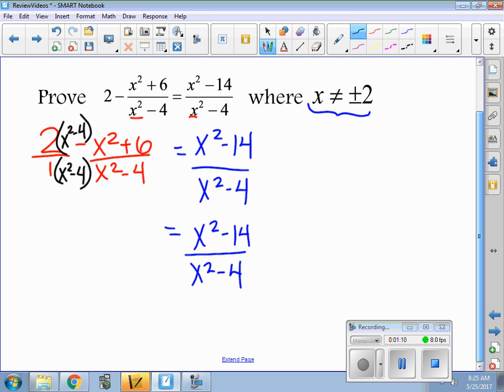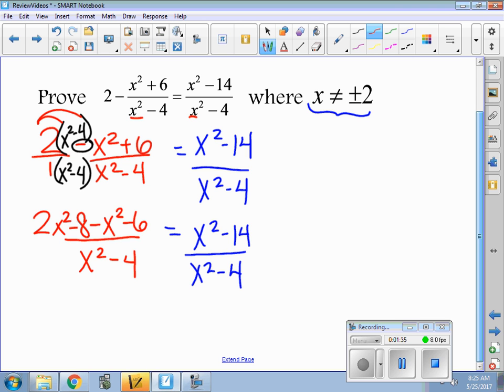Okay, so now the left side all has a common denominator of x squared minus 4, which allows me to write it as a single fraction, and I need to simplify the numerator. So I distribute the 2 to the x squared minus 4 that I just multiplied in. And then I also have to be really careful to remember that I have a subtraction sign here, and I'm subtracting that entire second numerator, which makes it minus x squared minus 6.